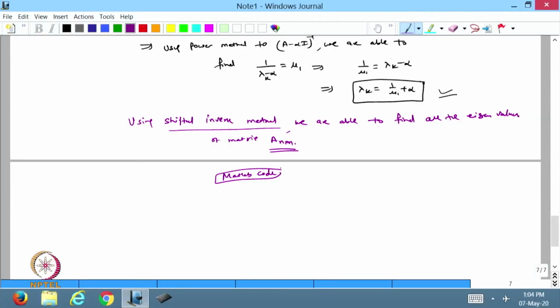So, I think now we should stop here. Today we have discussed, continuing with the power method, the inverse power method, and the last one is the shifted inverse power method. Using the shifted inverse power method we are able to find all the eigenvalues of the given matrix. In the next lecture we will continue with this and discuss other topics.